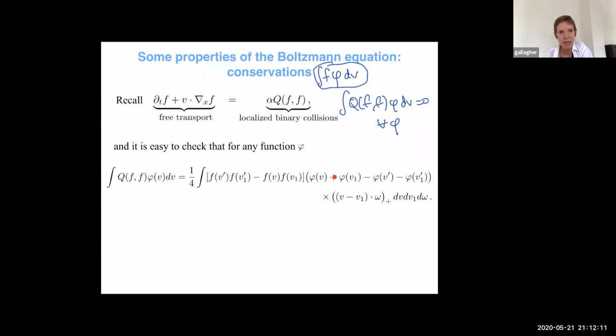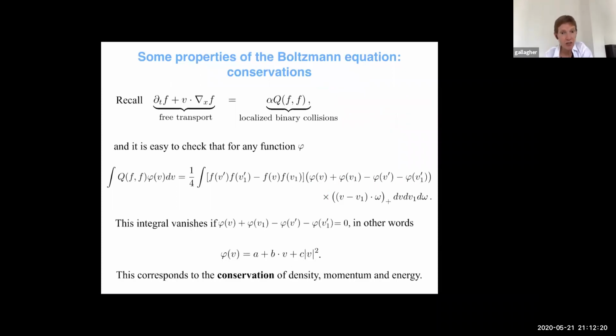So if you want Q of f, f times phi to be 0 for any phi, you need this quantity here to be 0 for any phi. And when is that true? Well, that's true if phi is a constant, because 1 plus 1 minus 1 minus 1 is 0. So any number a would do. It's also true if phi is collinear to v, because v plus v1 is equal to v' plus v'1. And it's also true if phi is parallel to v squared. Why? Because you have conservation of energy. That's also 0. And actually, you can prove that's the only possibility to get 0. So what you see is that this Boltzmann equation inherits the conservation of density, momentum, and energy at the mesoscopic level. So that's one thing we can try to remember maybe.